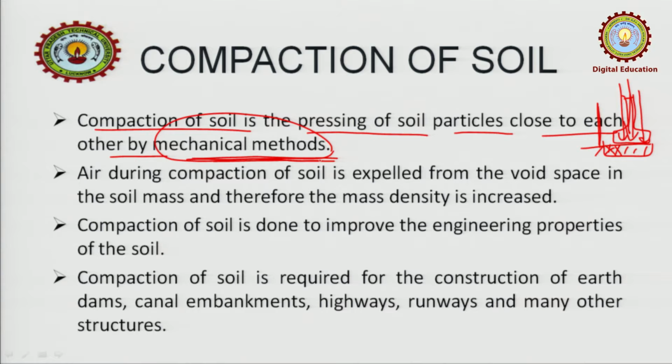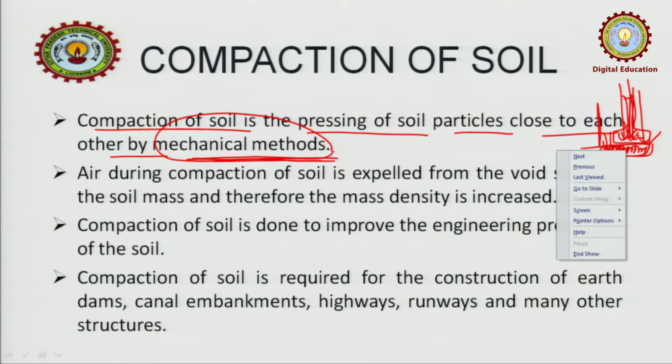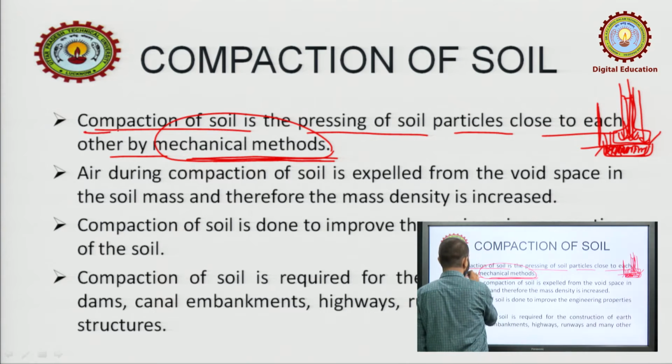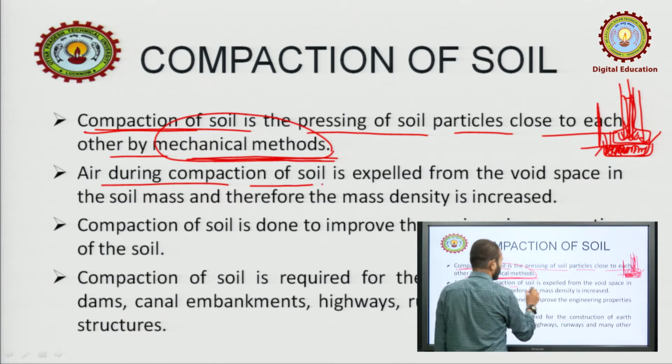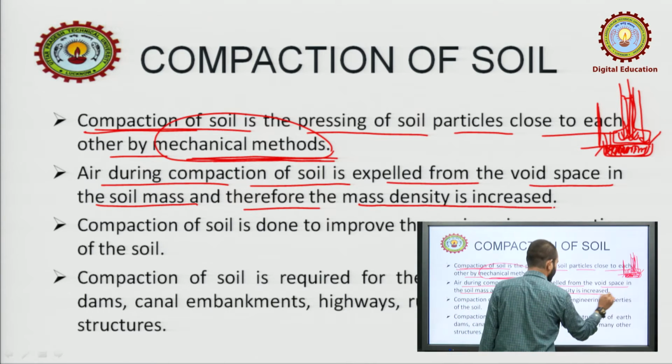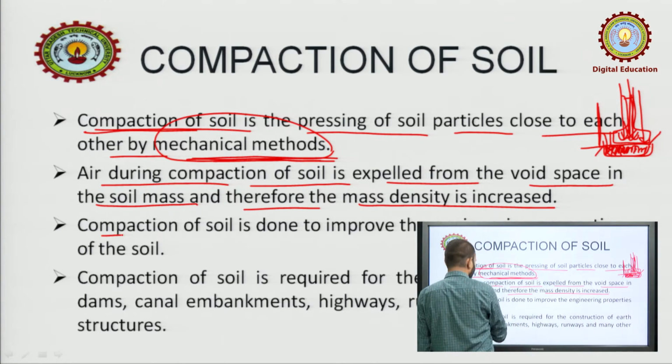There are many different methods, we will be discussing them later on, but for the time being you have to understand this: when the rammer falls onto the soil, air voids are removed from it. Air voids are expelled out, hence getting the particles closer together, hence compaction is caused. Air during compaction of soil is expelled from the void space in the soil mass, and therefore the mass density is increased. What does this mean?